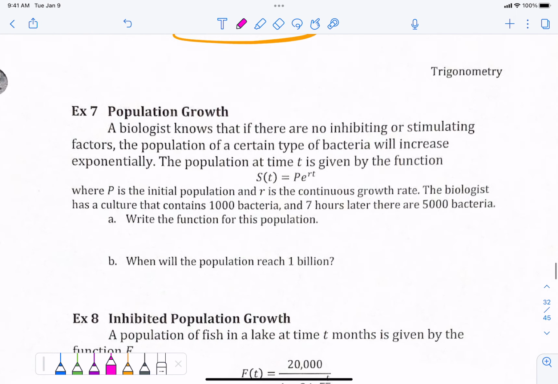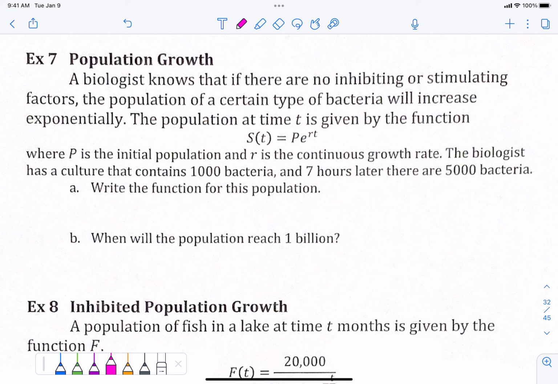So here's the deal. Population growth. A biologist knows that if there are no inhibiting or stimulating factors, the population of certain types of bacteria will increase exponentially. So we're taking out any anomalies, like bacteria growing at super speed or anything that's inhibiting. What would inhibit bacteria growth? Cleanliness, sure. Like not enough of a food source, probably, right? If it runs out of food, bacteria is not going to grow.